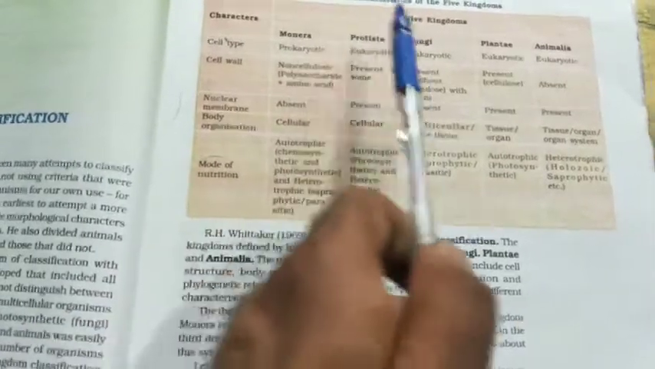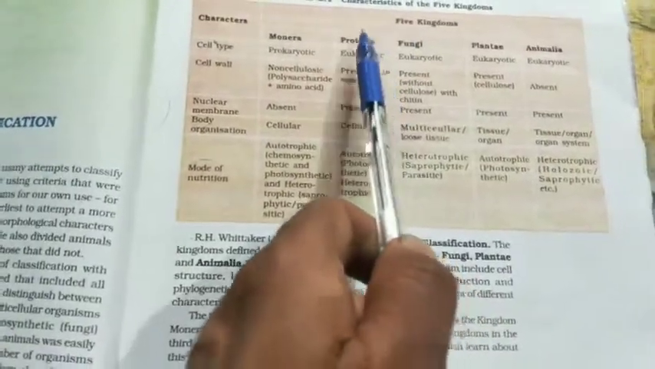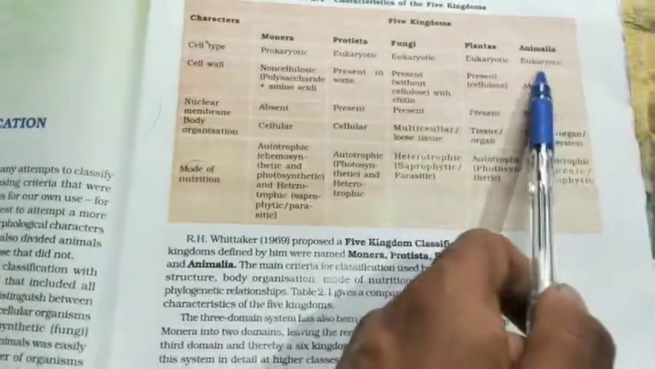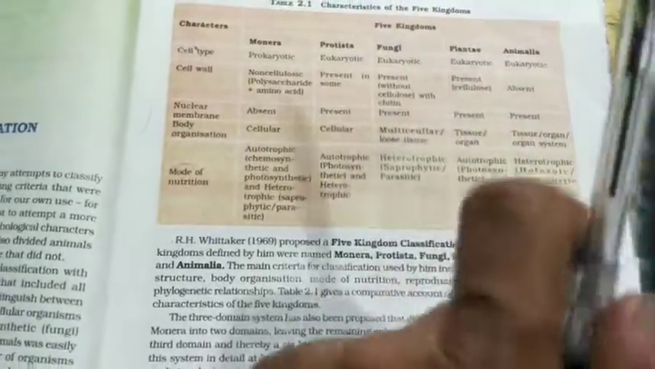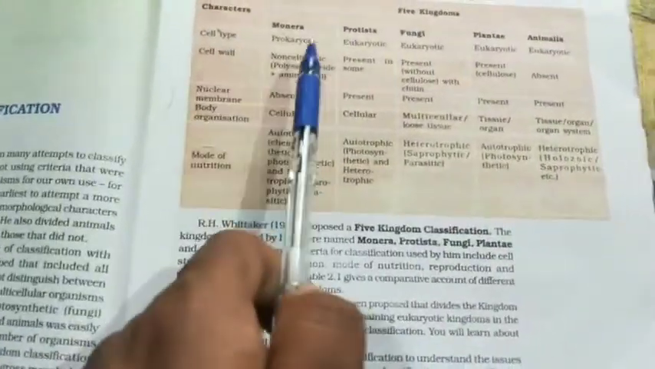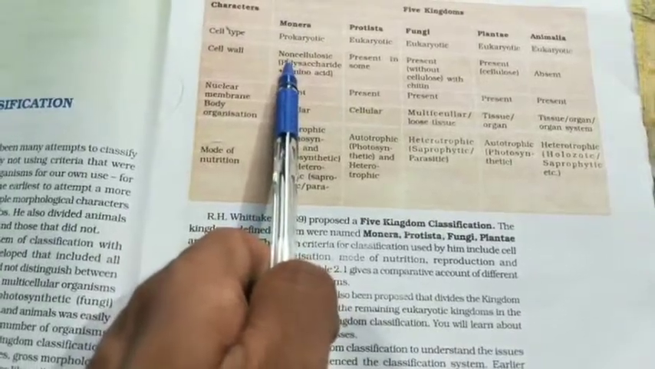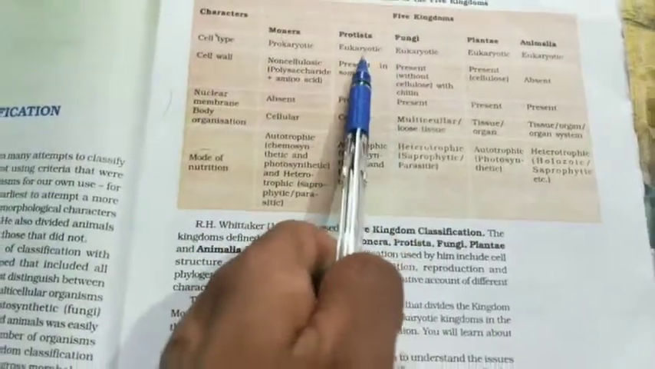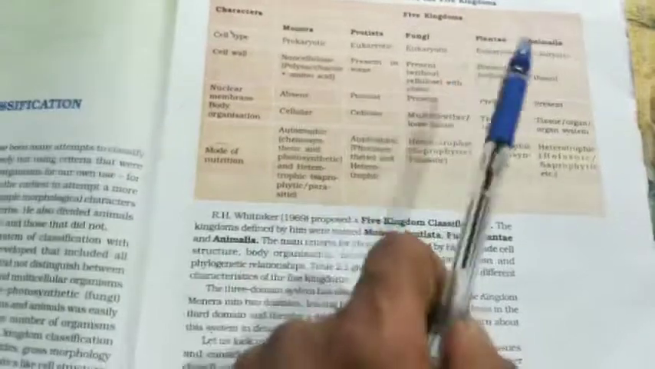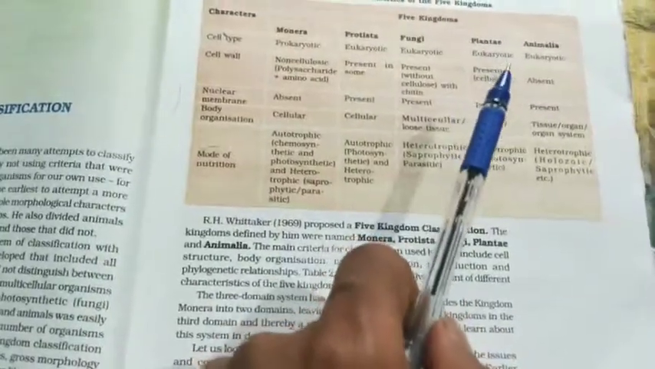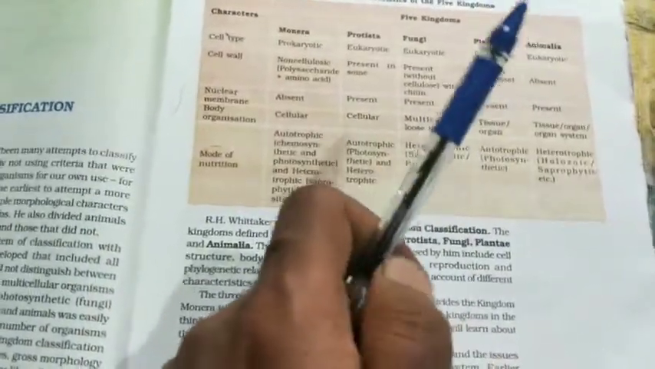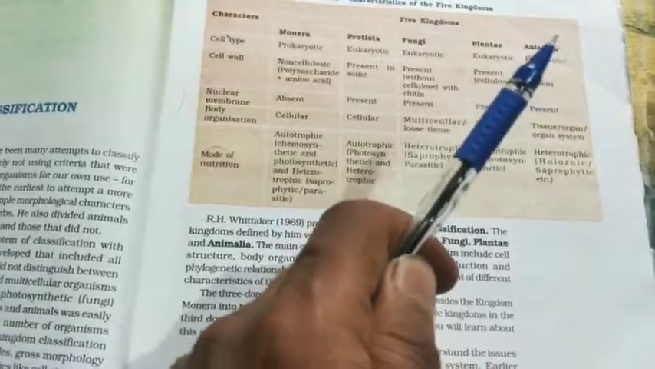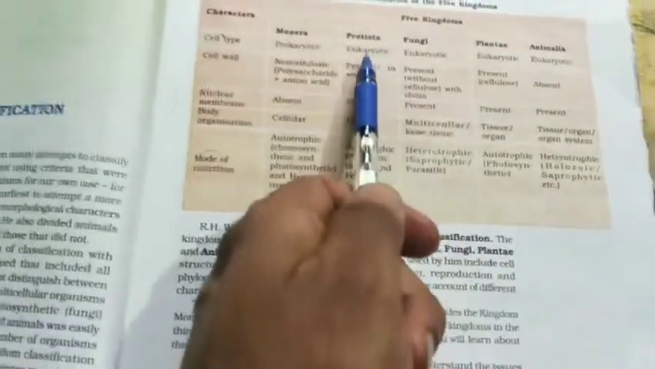Except for Monera, all other kingdoms, Protista, Fungi, Plantae and Animalia, are eukaryotic in nature. So what is the difference? In Monera all the prokaryotes are there. In Protista all the unicellular eukaryotes are there, like the protozoans, amoeba, paramecium, etc. are usually included in Protista.